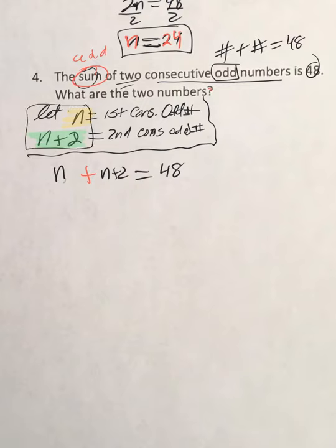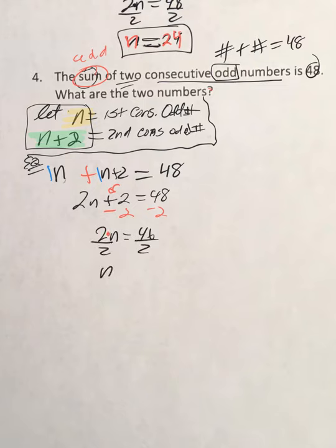And then solve the equation. So this is the equation. And then we're going to solve that equation. So 1n plus 1n is 2n's. We're going to undo addition first by subtracting. We're going to undo multiplication by division. And you get n equals 23.